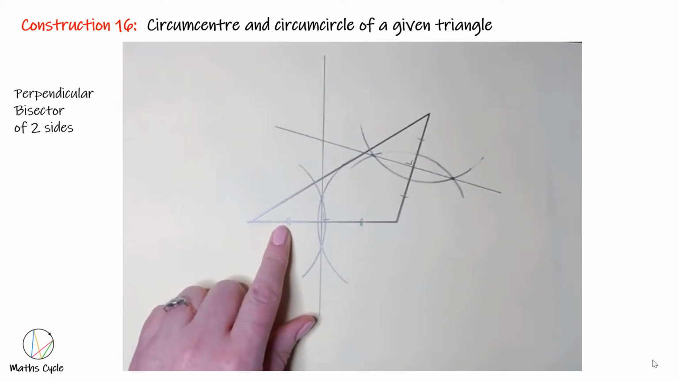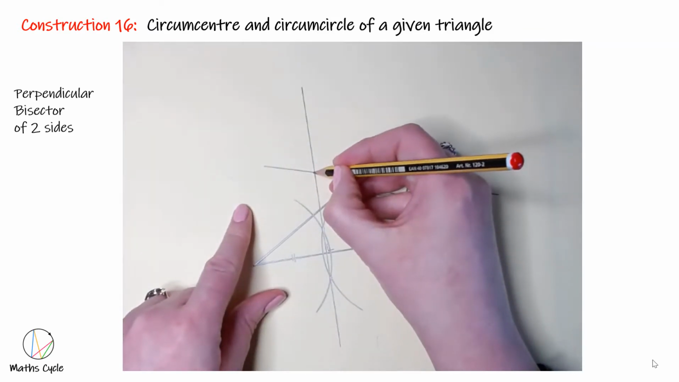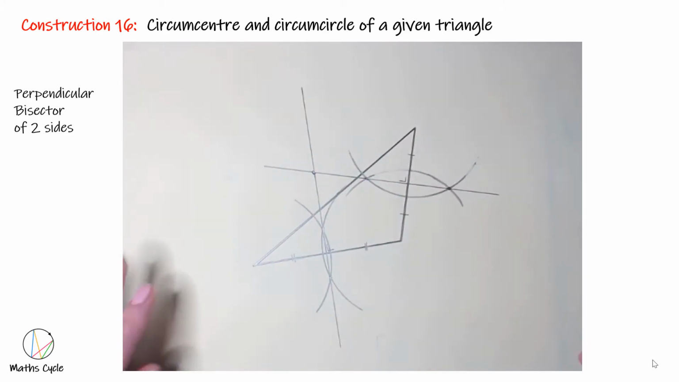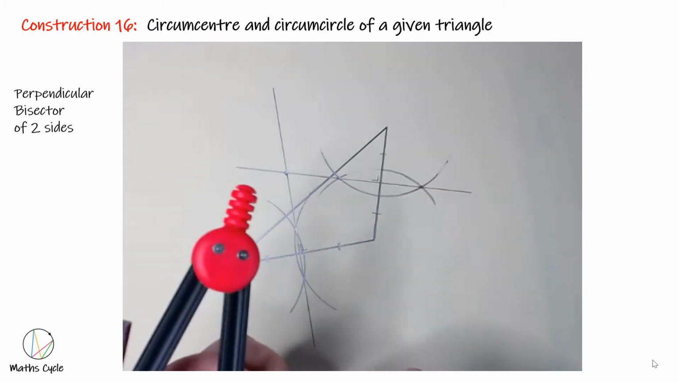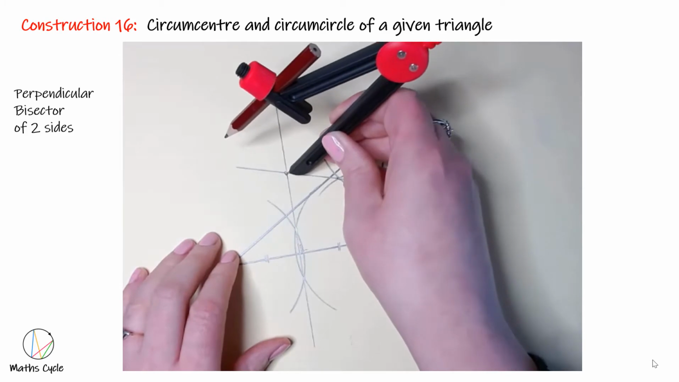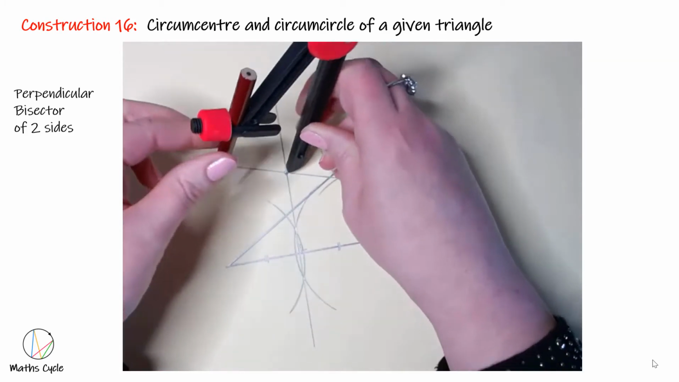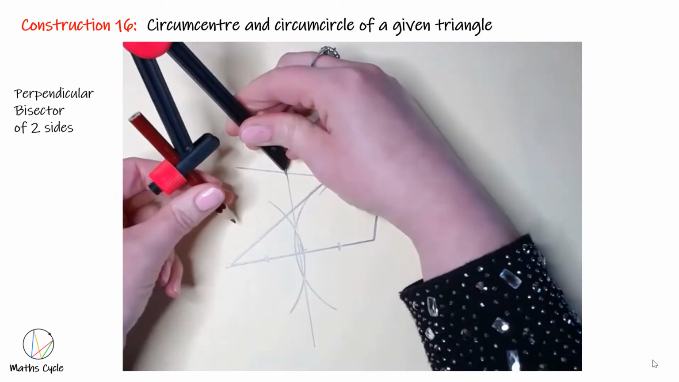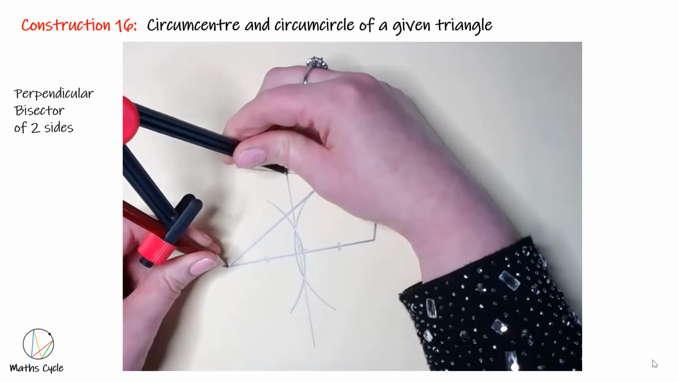Now what happens then is something very special. Where the two perpendicular bisectors intersect is called the circumcenter. So that is the center of the circle we're going to draw. So you put your point onto the circumcenter, so the intersection of those two lines, and then you open up your compass and drag it until it meets one of the vertices of your triangle.